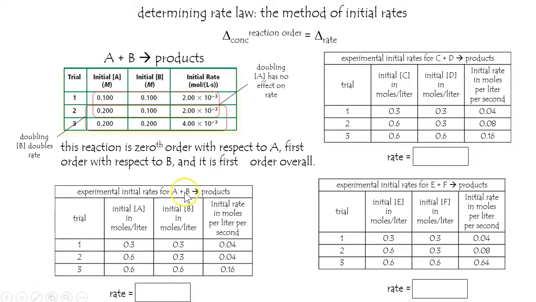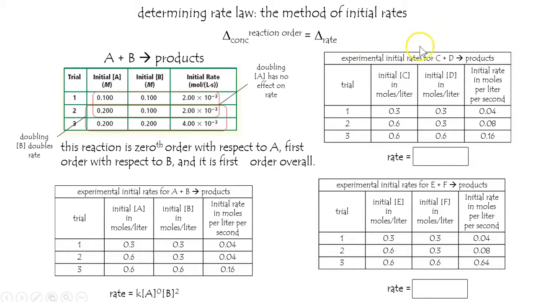In this same reaction, they doubled A, and it had no effect. Once again, it appears to be 0th order with respect to A. Keeping A constant, they doubled B, and the rate did better than doubled. It quadrupled. 2 squared equals 4. Therefore, the rate is 0th order for A, 2nd order for B, and 2nd order overall.